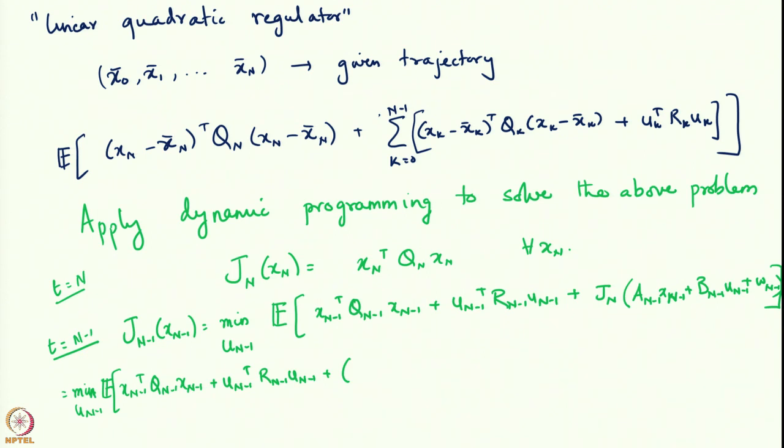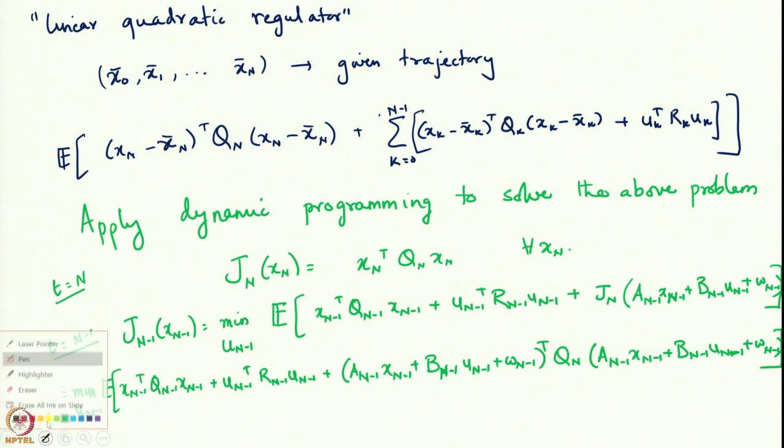Jn of any xn is equal to xn transpose Qn xn. So, I am going to substitute this entire thing as xn here. That would give me An minus 1 xn minus 1 plus Bn minus 1 un minus 1 plus wn minus 1, transpose Qn, An minus 1 xn minus 1 plus Bn minus 1 un minus 1 plus wn minus 1. This is the expectation, and once we minimize this over un minus 1, what we will get is our value function or the cost to go, which is Jn minus 1 as a function of xn minus 1.